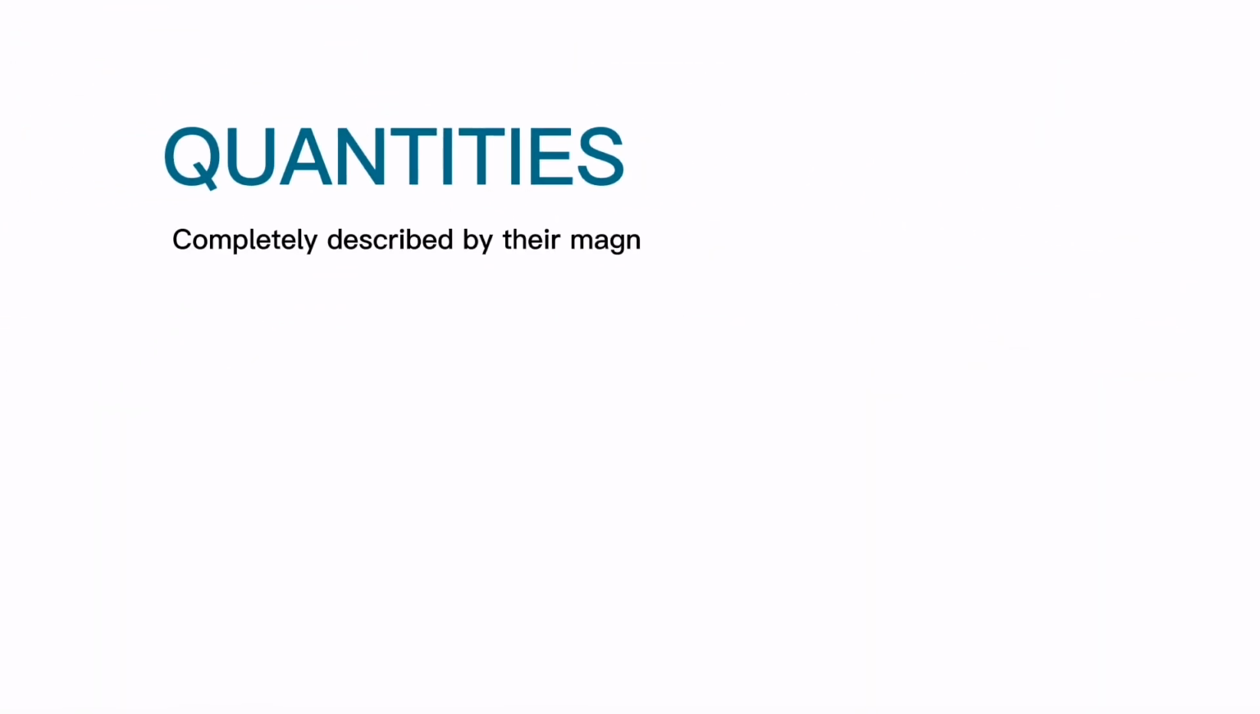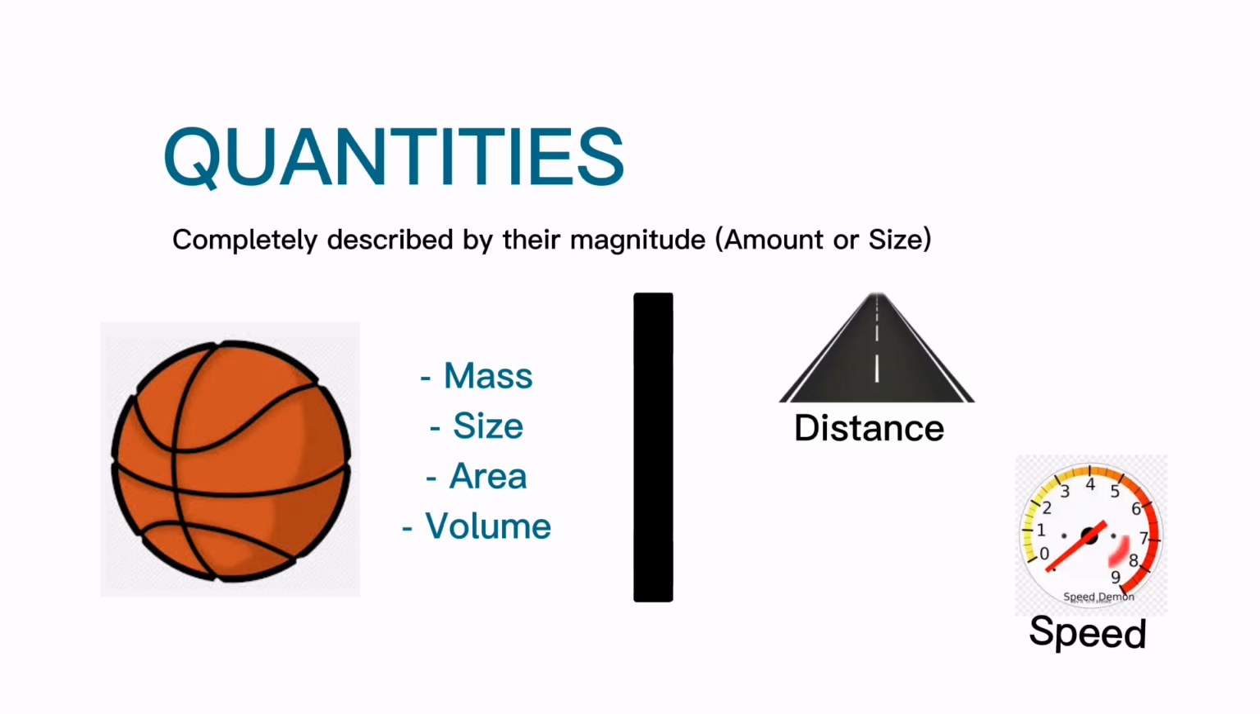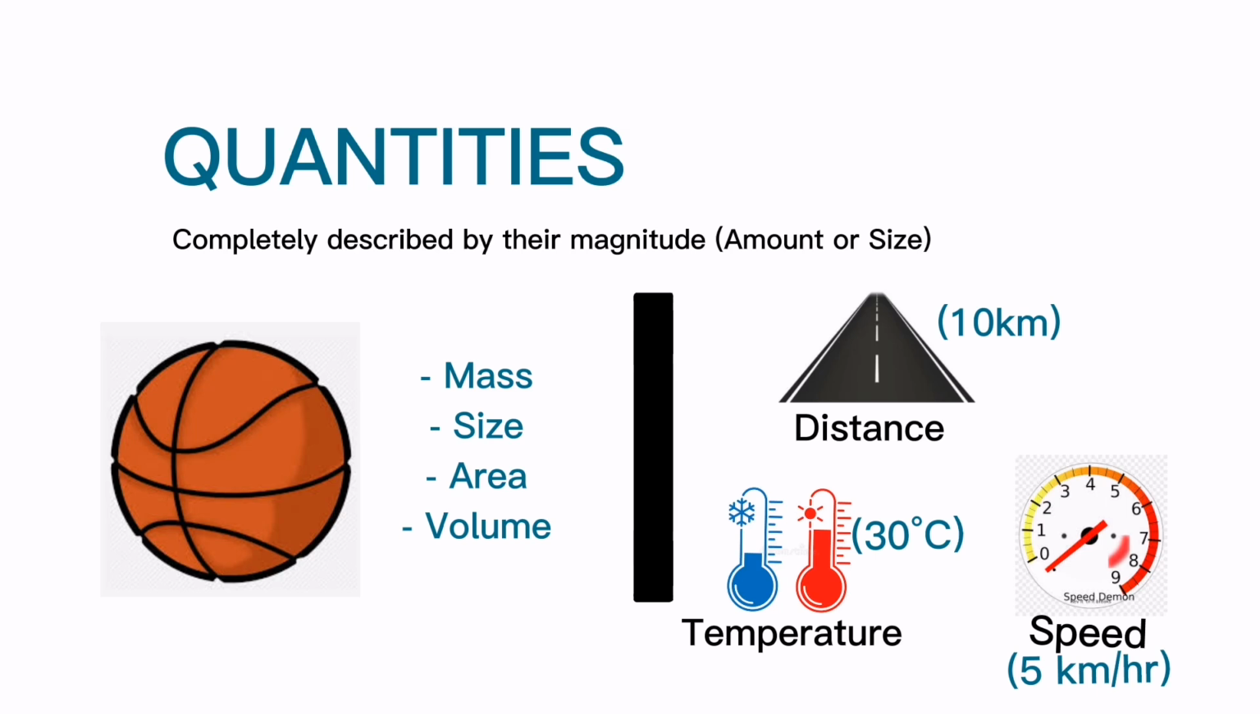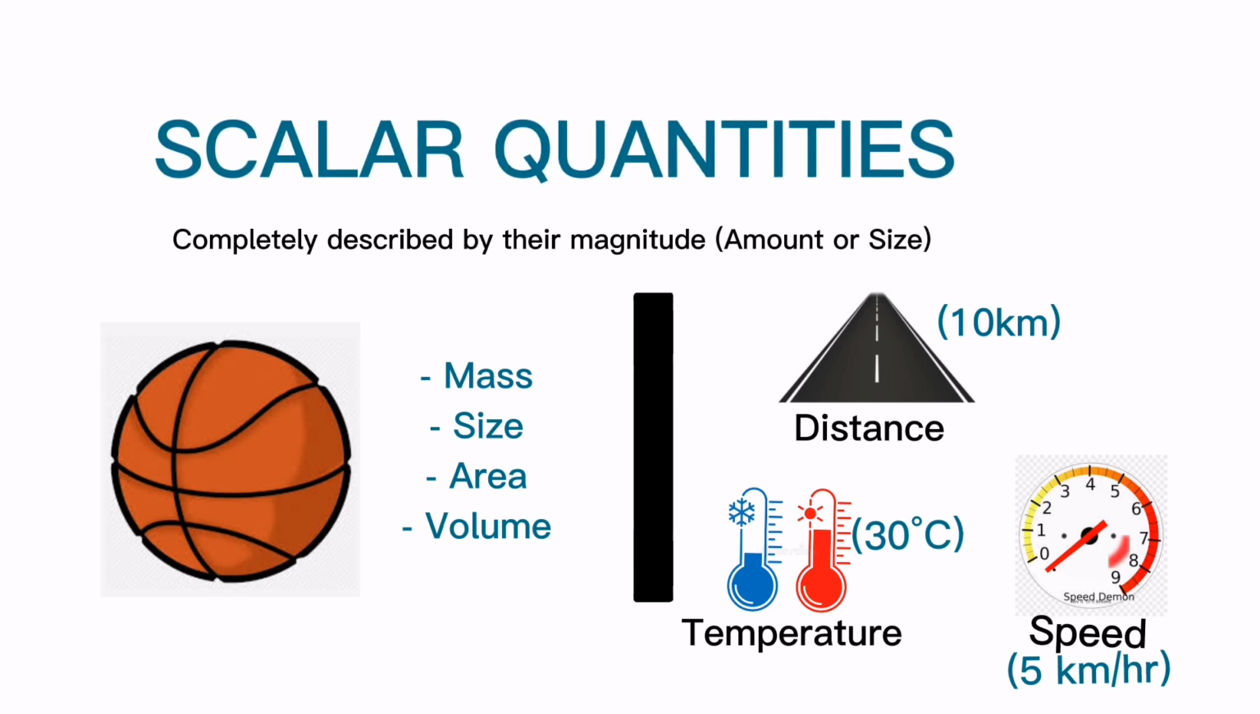Usually, we describe a quantity by just mentioning its magnitude, that is, its amount or size. For example, the mass of an object is given a numerical value. The size of an object, that is its area or volume, can be described just by a number. Similarly, speed, distance, temperature, etc. are quantities which can be completely described just by a numerical value. Such quantities are called scalar quantities, quantities which do not depend on direction.